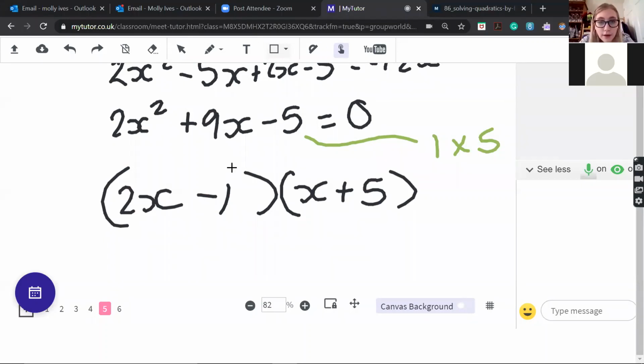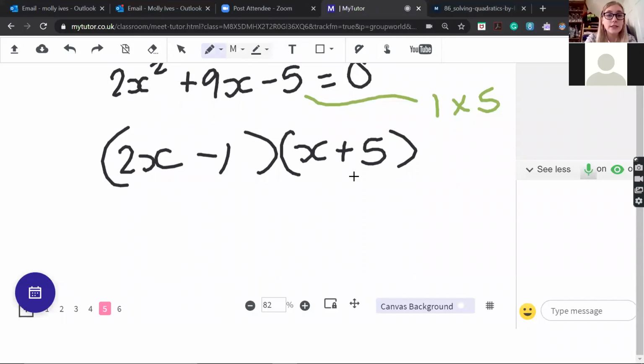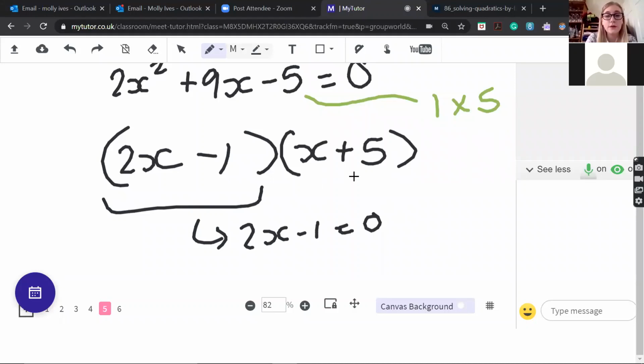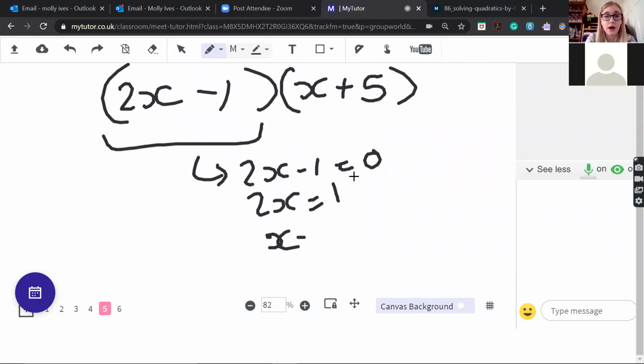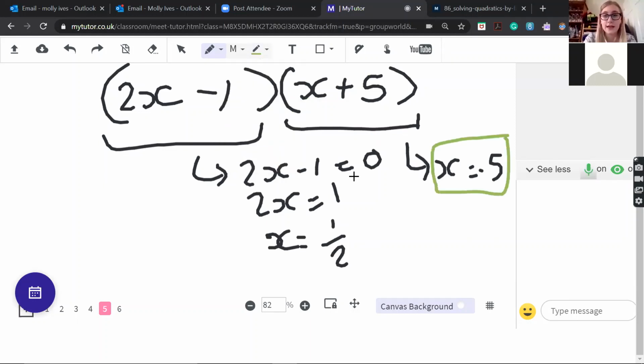So hopefully that makes sense. Our solutions to this: when this one is 0, we get 2x minus 1 equals 0, 2x equals 1, so x equals a half. And when this one equals 0, we get x equals minus 5. So as a couple of you rightly worked out, well done, x is either minus 5 or x is a half.